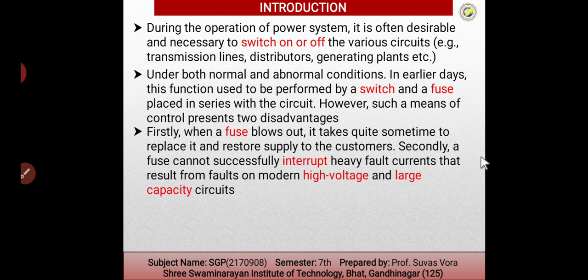Firstly, the supply to customers is interrupted, and secondly, the fuse cannot successfully interrupt the heavy fault current that results from a fault on modern high voltage and large capacity systems.